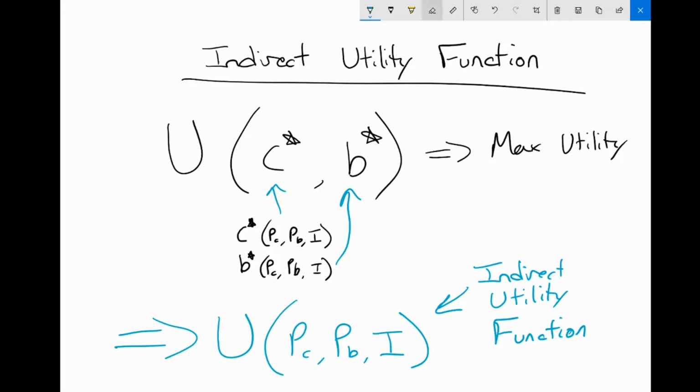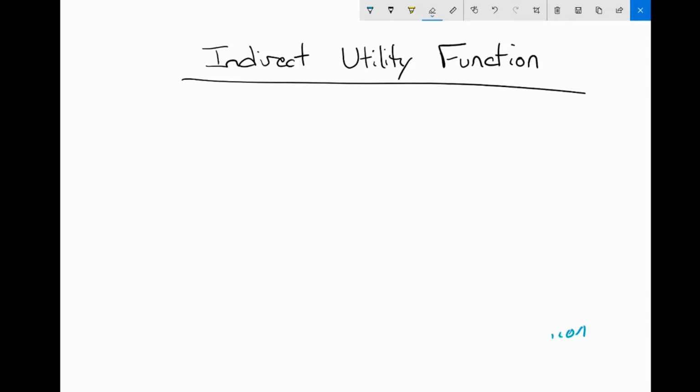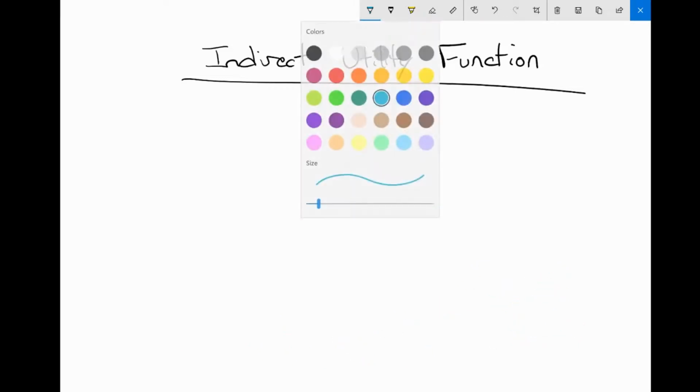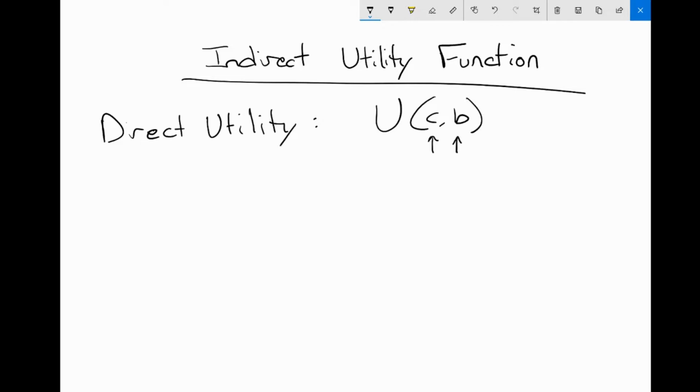Okay, let's make that even more clear. So let me make the distinction. So we have the direct utility function. The direct utility function is the standard utility function we're used to. This function takes the goods as inputs, and it gives utility as an output.